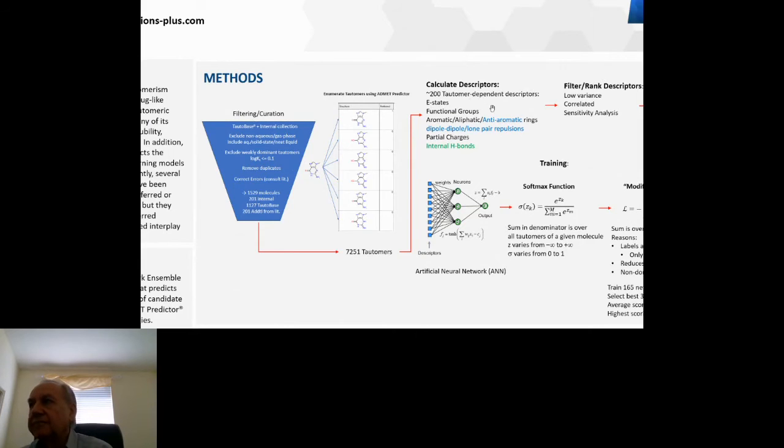But about 200 descriptors remained after we did that, such as E-states, functional groups, keto versus enol, counts of aromatic, aliphatic, anti-aromatic rings, counts of dipole-dipole or lone pair repulsions, various descriptors that depend on our partial charge model, internal hydrogen bonds. I highlighted these 3 in blue because these were ones that were added from our original descriptor set based on the Taylor-Kenny manuscript as factors that have a strong influence on tautomer preference. And we also expanded the internal hydrogen bond descriptor to include examples that we previously weren't accounting for that were pointed out by Taylor and Kenny.